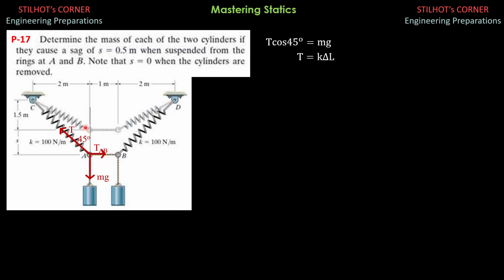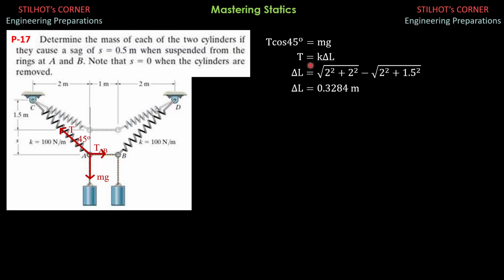So the unstretched length of the spring is square root of 2 square plus 1.5 square, while the final length of the spring is, because this is 0.5, so this is 2 meters, so square root of 2 square plus 2 square. So delta L is square root of 2 square plus 2 square minus square root of 2 square plus 1.5 square, and that is equal to 0.3284 meters.